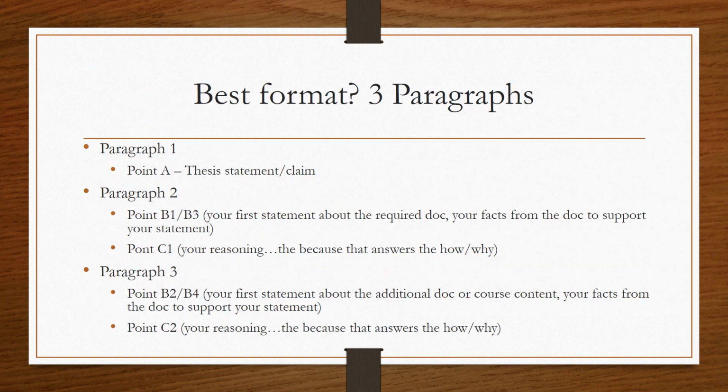Okay, the best format to take is going to be 3 paragraphs, okay? Now remember, you have 25 minutes to write this, to plan and write. If you find that you're done in 10 minutes, you definitely didn't do it right. So make sure that you're thinking as you go through. So paragraph 1 can be nothing but your thesis statement or claim, okay? That's going to be just a couple of sentences. Paragraph 2 is going to be your point B1 and B3. So that's your first statement about the required document, your facts from the required document that support that statement, and then your reasoning for why or how that information is pertinent and important to support your point. And it all goes back to the thesis statement.